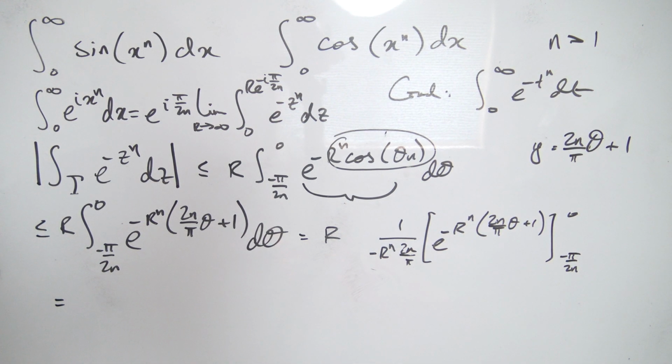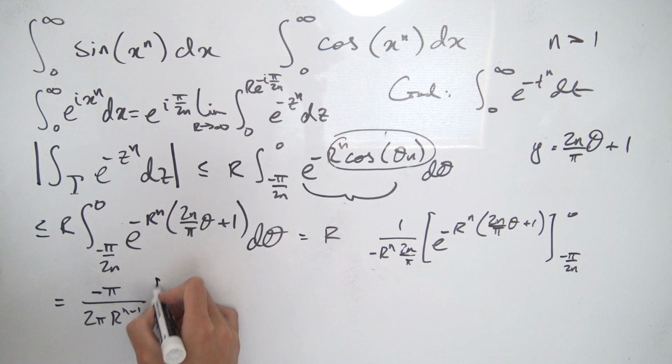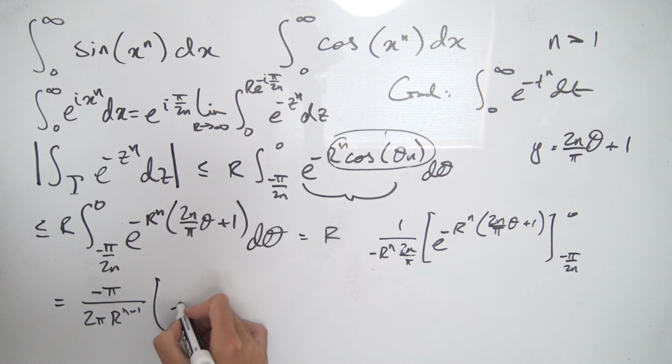So this is now equal to, let's clean things up out here a little bit as well. Let's flip the pi up to the top, and we're going to get pi over 2n, and then r to the n minus 1. And then we'll also have a negative out here. So if we plug 0 into here, we're just going to get e to the minus r to the n.